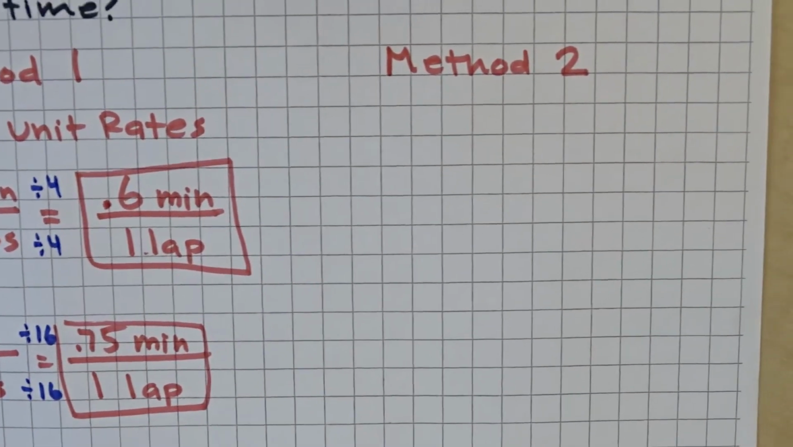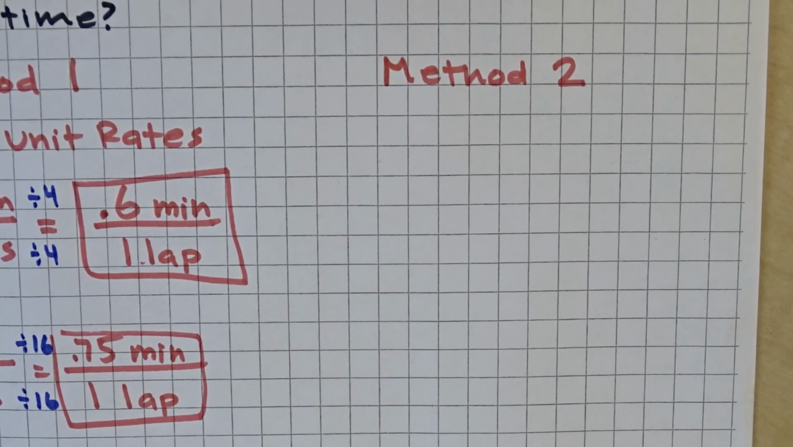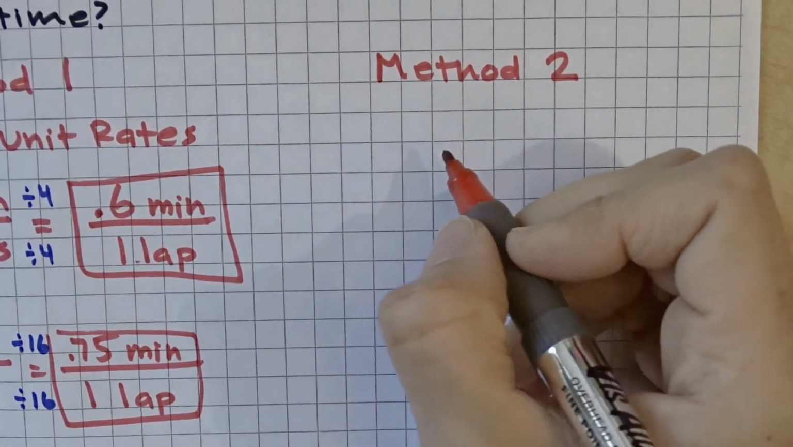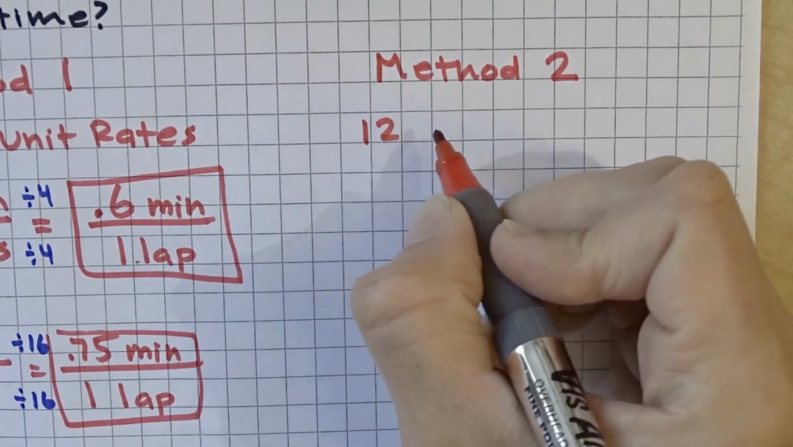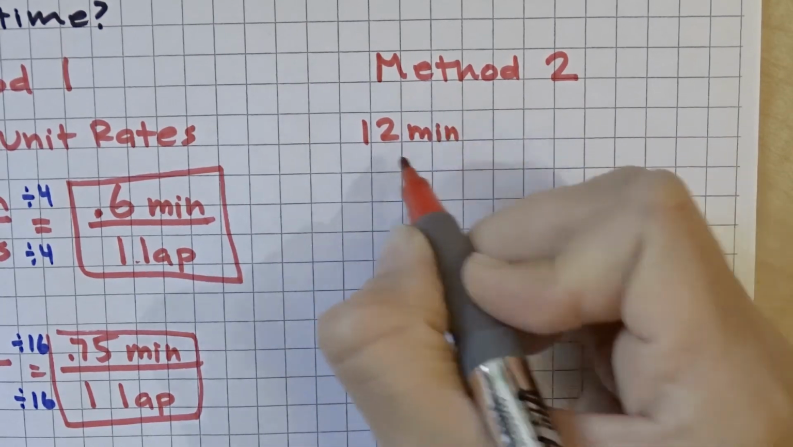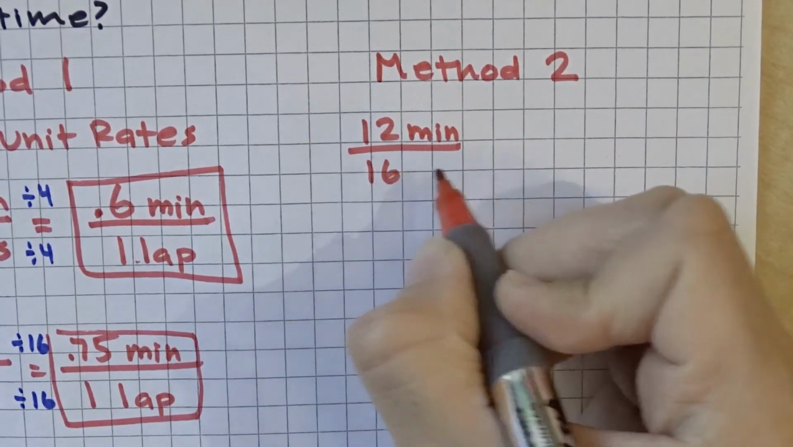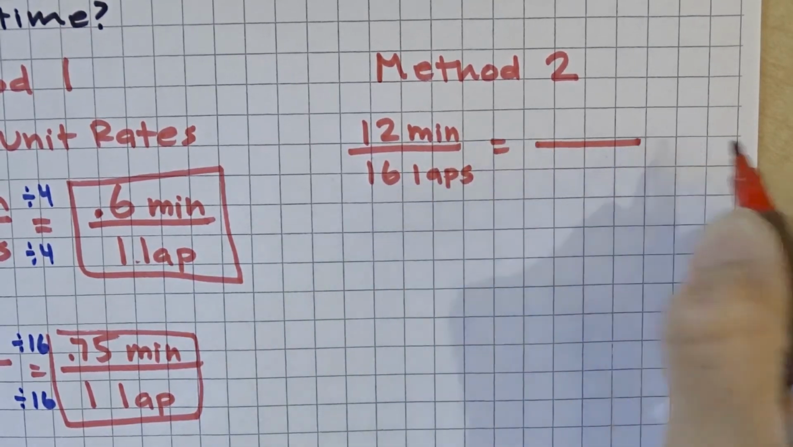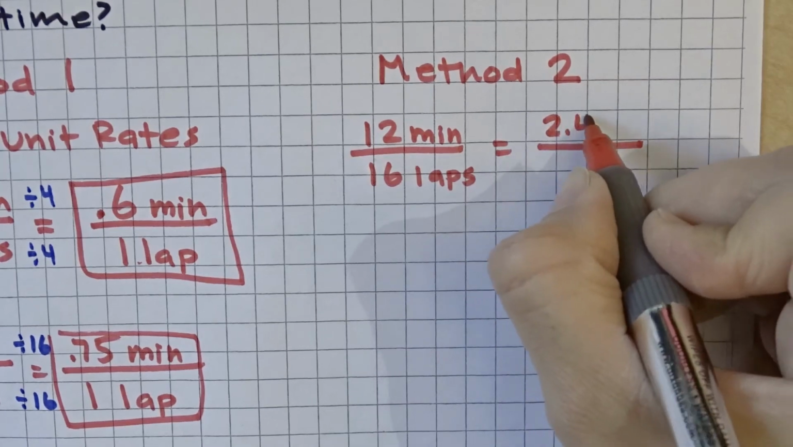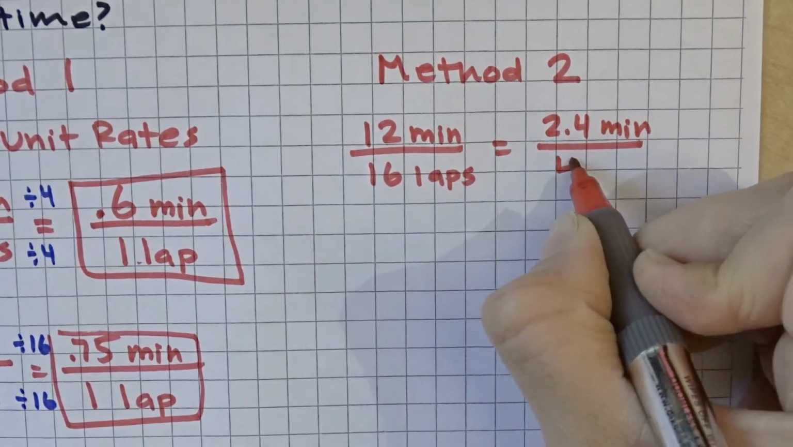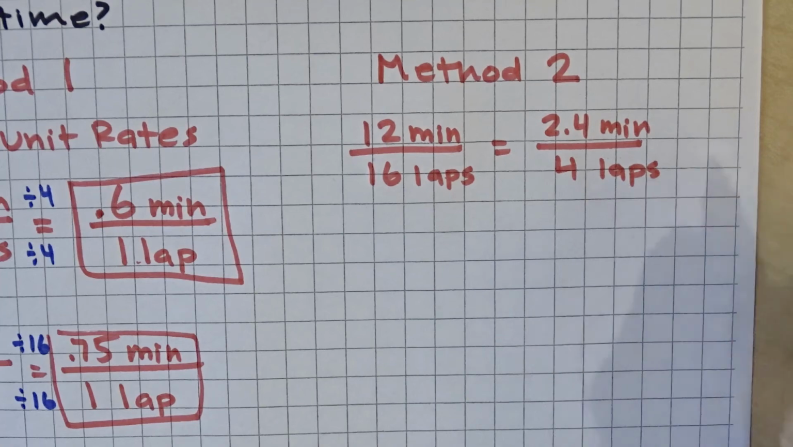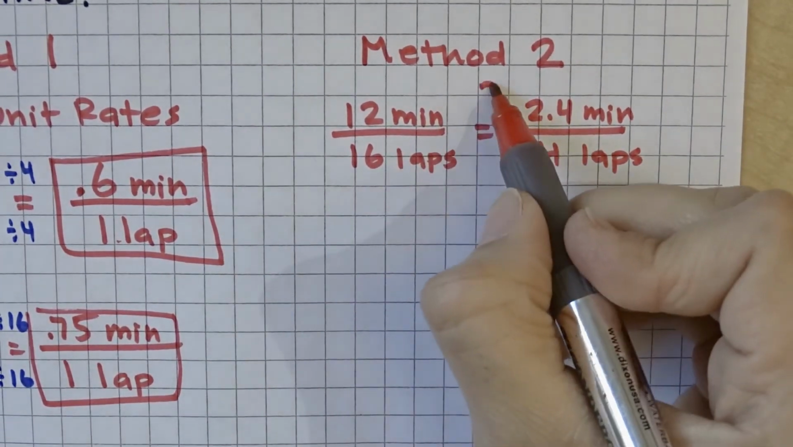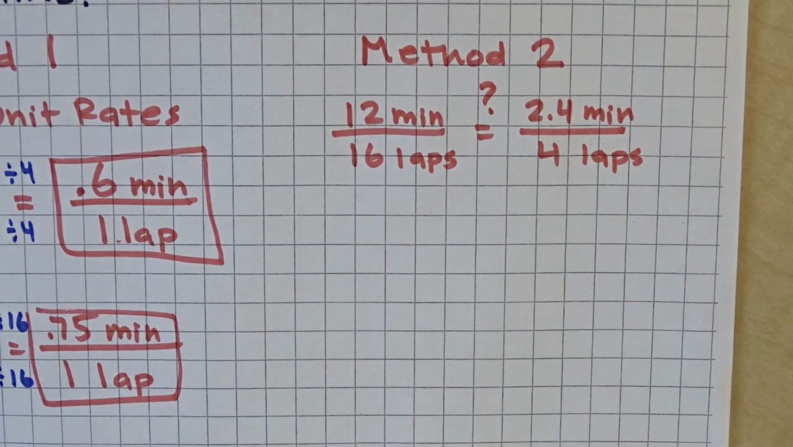Okay, so now let's look at method 2. If you didn't want to figure out how fast you did each lap, you could actually just compare the ratios and make a proportion, or set them equal to each other, and check if it's proportional. Is that the same as doing 2.4 minutes and 4 laps? Okay, so we're going to question ourselves. Are these two ratios equivalent? If they are, then we say they're proportional.